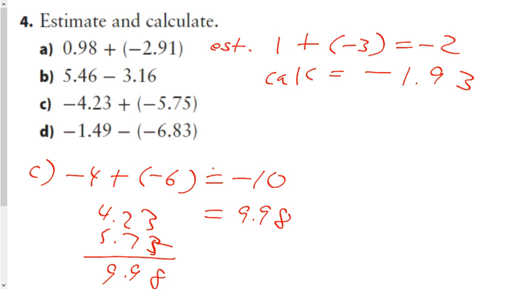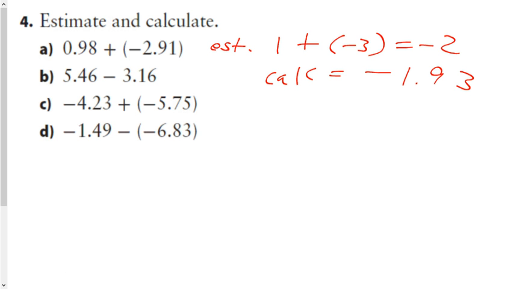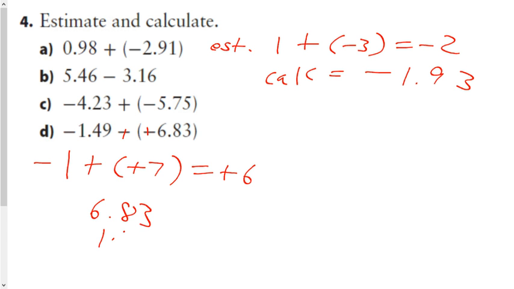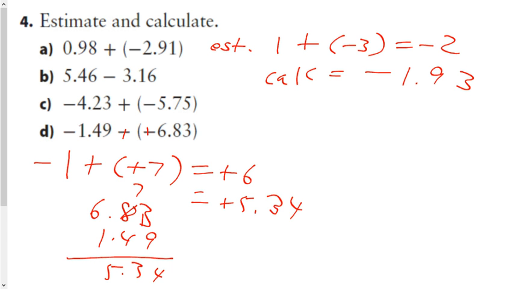And finally, my last question is the difference between those two. Most of you have probably said, you know what, enough's enough, I'm just going to use addition of the opposite. And you said to yourself, if I'm estimating, it's going to be negative 1 plus positive 7, and your estimation is going to be approximately positive 6. You're going to take what you have more of, which in this case is positives, and subtract what you have less of, which in this case is negatives. You get 5.34. My calculation is positive 5.34.